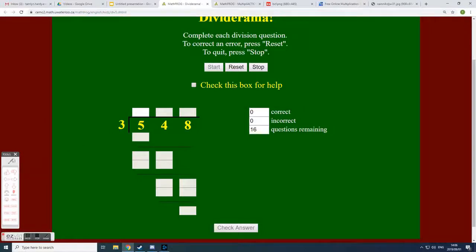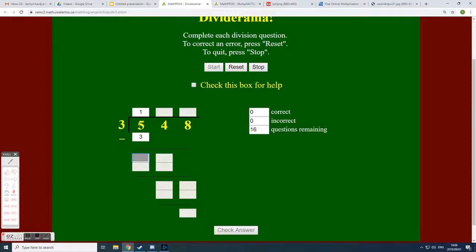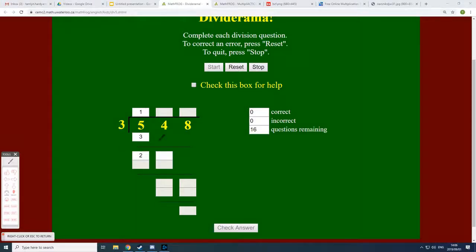Here I'm looking at 3 and 5, and I'm asking myself, how many times does 3 go into 5? So if I had to say my 3 times tables, 3, 6, 9, 12, how many times would I be able to do that before I got to 5? Luckily, this is super easy. It's just 1. From here, I look at the 1 and the 3 and I multiply them together. So 1 times 3 is 3, and then I'm going to subtract 3 from 5. I'm left with 2, and then I'm going to bring down the 4.